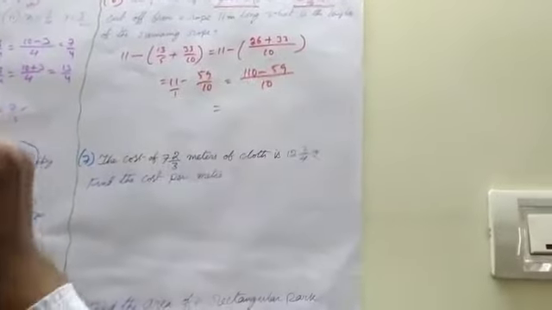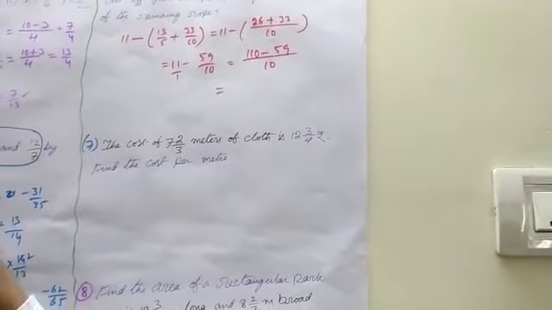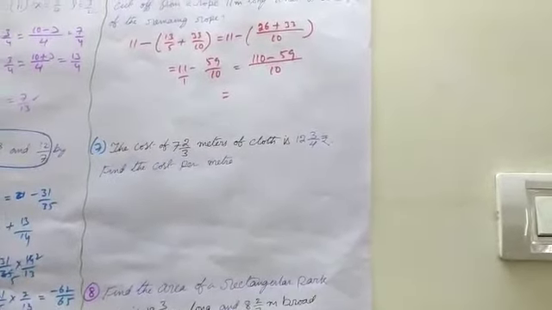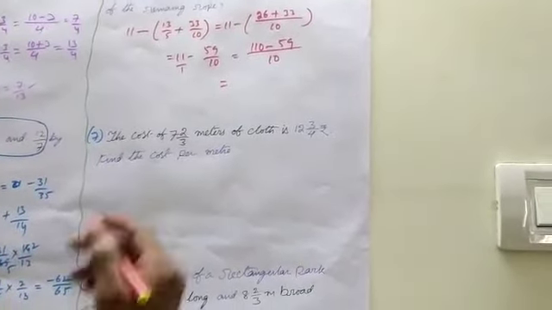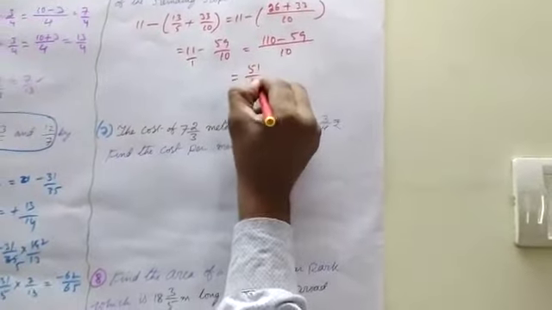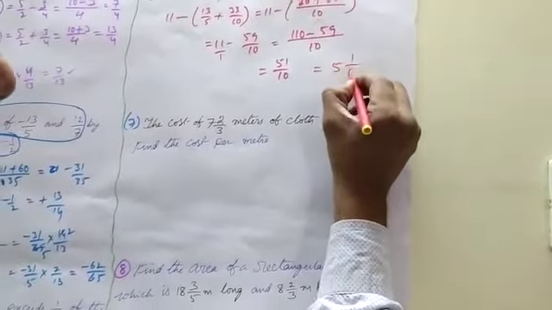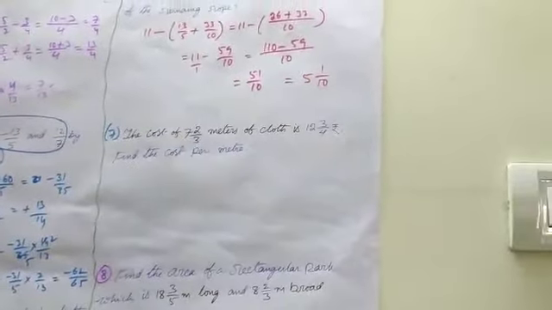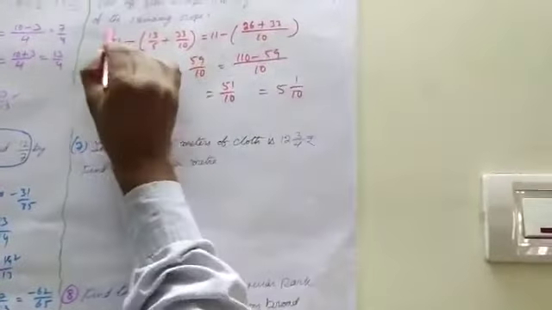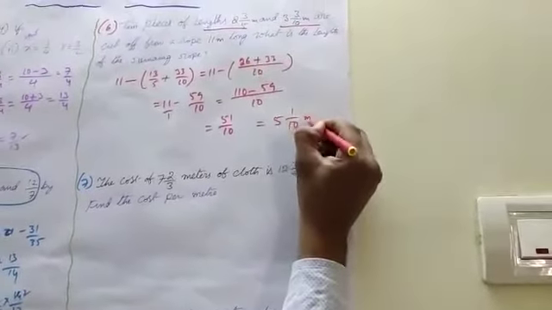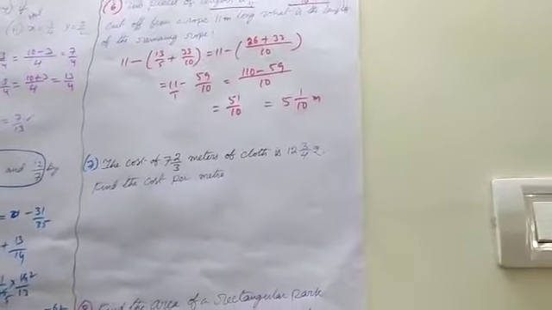110 minus 59 is 51, so 51 divided by 10. That means the remaining rope. The length of the remaining rope is 5 1 by 10 meters.